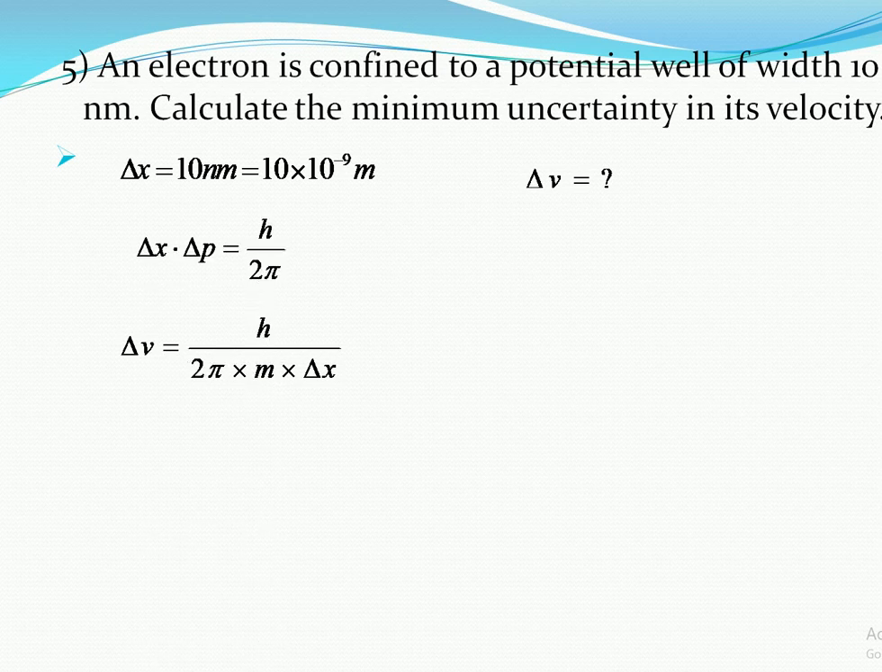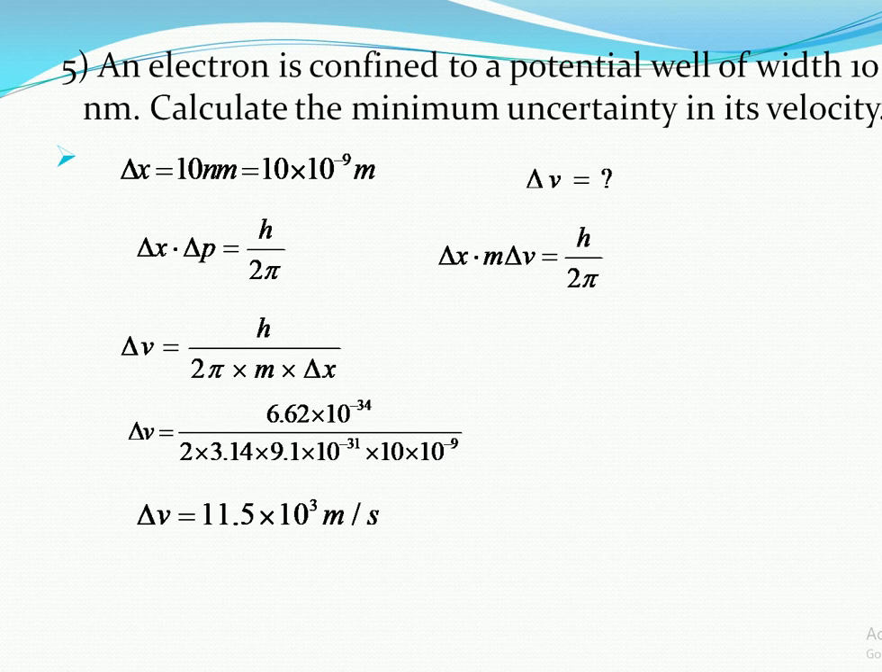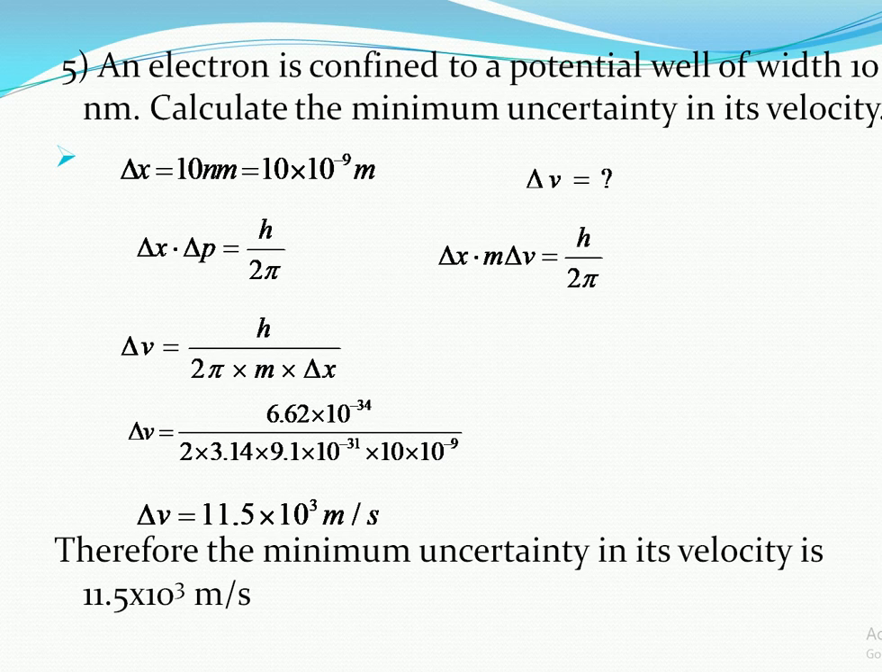Again the same formula we have to use here, Heisenberg's uncertainty principle. Delta x into delta p is equal to h upon 2 pi, and therefore delta x into m delta v is equal to h upon 2 pi, and therefore delta v is equal to h divided by 2 pi into m into delta x. By putting this value, we get the answer 11.5 into 10 raised to 3 meter per second. Therefore, the minimum uncertainty in its velocity is 11.5 into 10 raised to 3 meter per second.